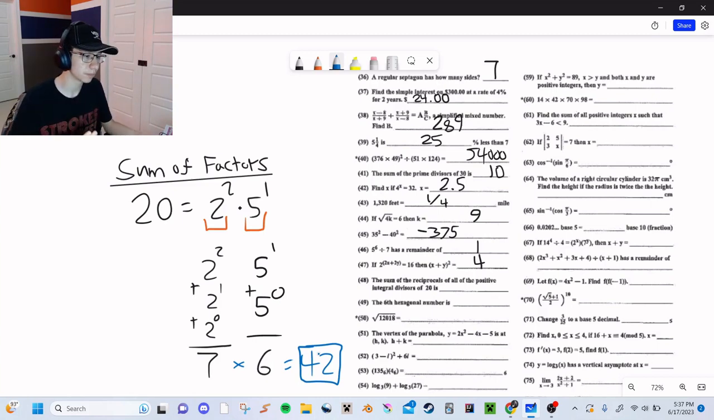Let me prove it to you. The factors of 20 are 1, 2, 4, 5, 10, 20. 1 plus 2 plus 4 is 7, plus 5 is 12, plus 10 is 22, plus 20 is 42.